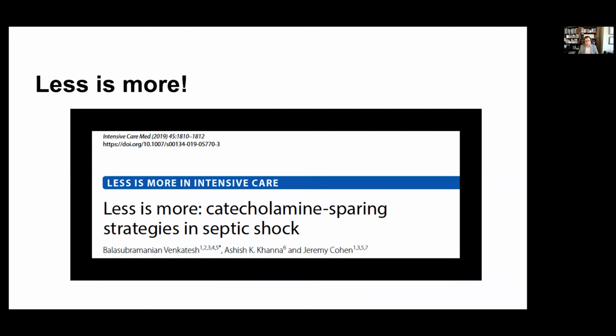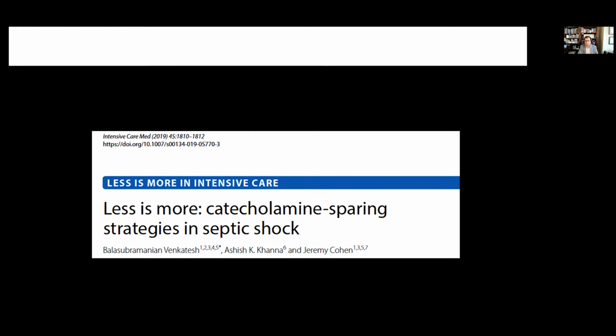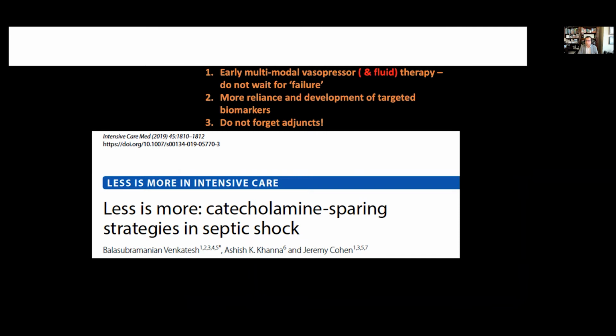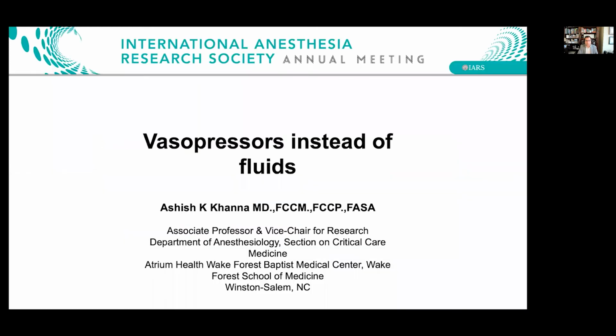And overall, the outcome should still focus on catecholamine sparing strategies. If you want to do vasopressors first, it cannot just be all catecholamines all the time. So to summarize very quickly, the approach should be early multimodal vasopressor and fluid therapy, the polytherapeutic approach that the SSG group recommends. Don't wait for a failure of either fluids or vasopressors. Initiate them together. More reliance in development of targeted biomarkers, and do not forget adjuncts as you resuscitate your patients.